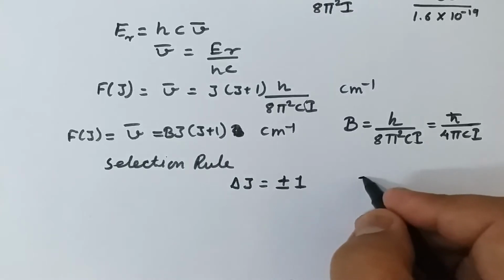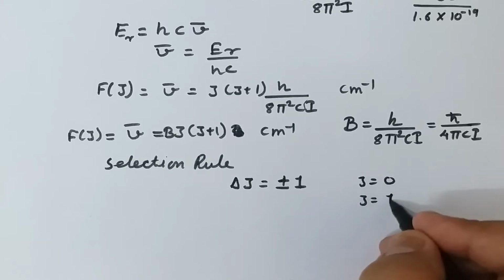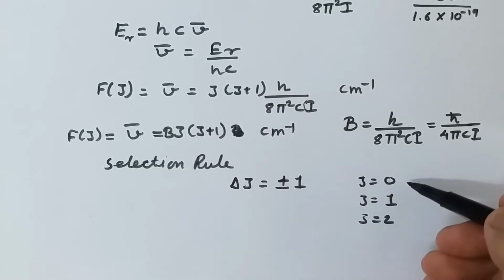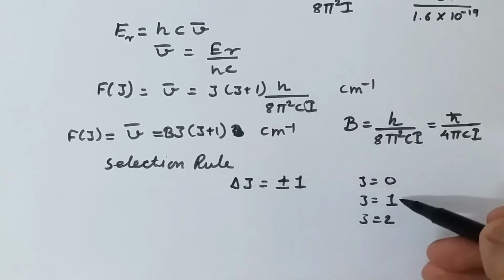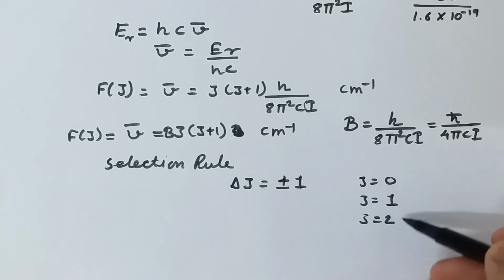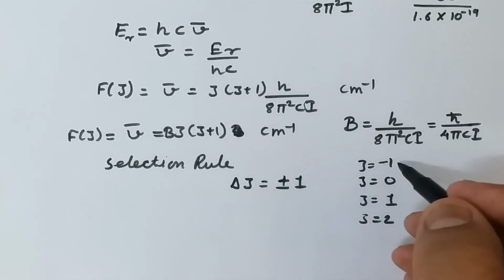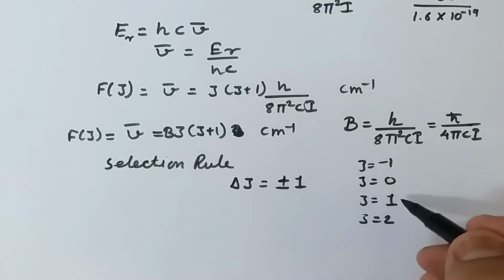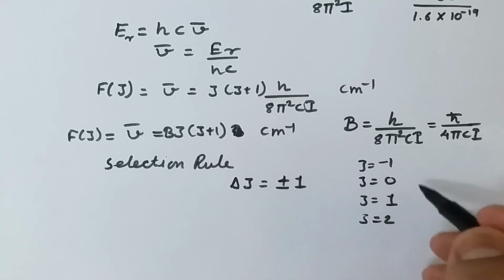That means if I am looking at J is equal to 0, then after J is equal to 0 I have to take J is equal to 1, then I have to take J is equal to 2. I cannot jump from J is equal to 0 to J is equal to 2. So this transition is a forbidden transition, but J is equal to 0 to 1 is an allowed transition, J is equal to 1 to 2 is an allowed transition. Similarly J is equal to 0 to minus 1 is an allowed transition. So only the change of the rotational quantum number by unity is allowed, rest everything is forbidden.